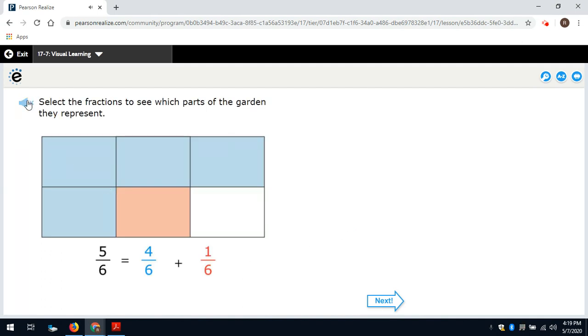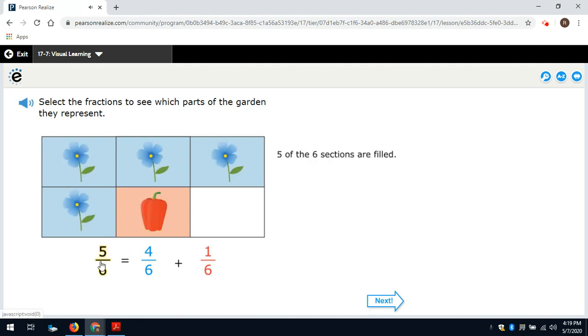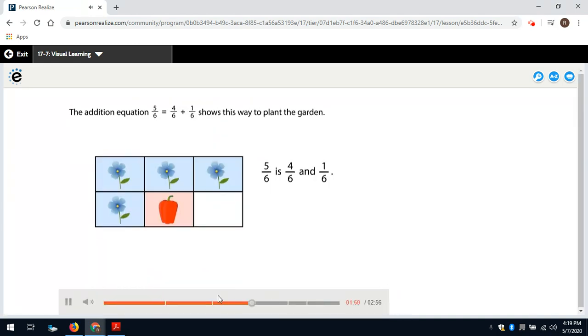Select the fractions to see which parts of the garden they represent. 5 of the 6 sections are filled. 4 of the 5 filled sections are blue flowers. 1 of the 5 filled sections is red peppers. The addition equation 5/6 equals 4/6 plus 1/6 shows this way to plant the garden.